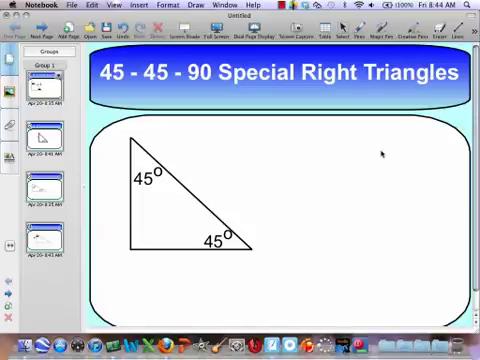Alright, ladies and gentlemen, for Monday's lesson, we're going to be looking at special right triangles, and we have two types of special right triangles. We have what we call the 45-45-90, and we have a 30-60-90. Later on next week, we're going to learn about how to find relationships of sides and angles using trigonometry. But for Monday's lesson, when we have these two special types of right triangles, we actually don't even need trig to find out their side lengths.